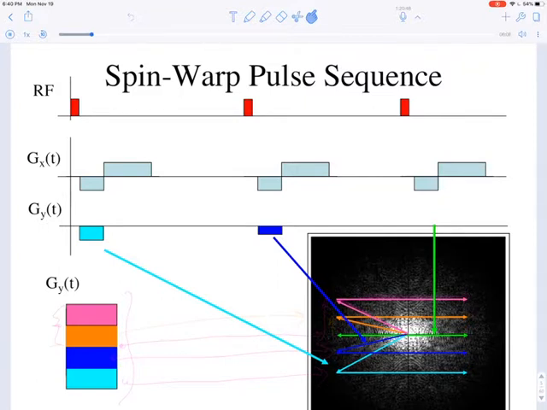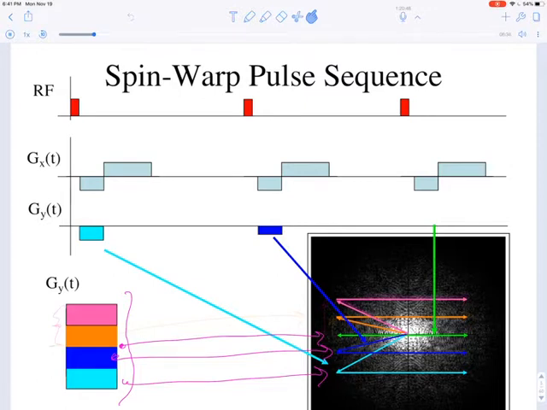Now, if we have a lot of phase encodes, what we might want to do is represent it with different colors, showing how we might vary that phase encode gradient. So we already covered this one here, so that gave us this line. This gave us this line. When we don't do any phase encode, we get this line. And now we can think about what happens.